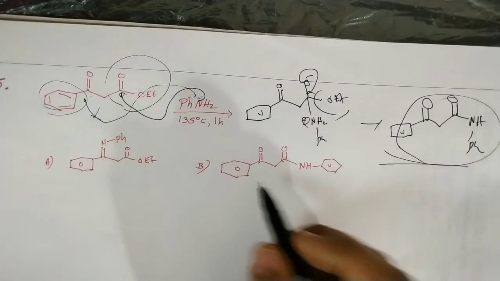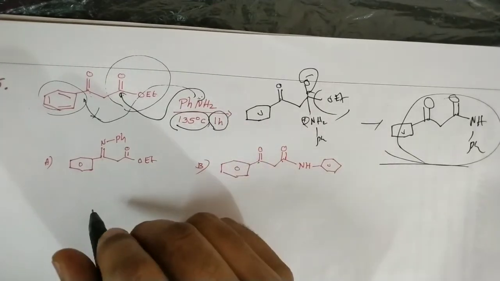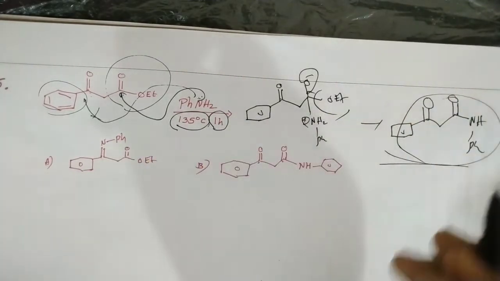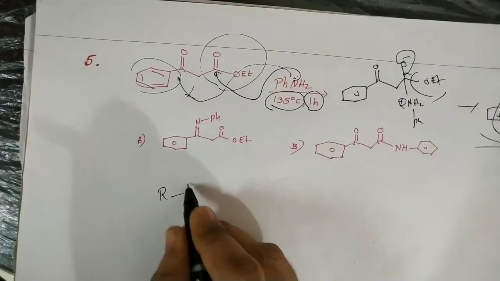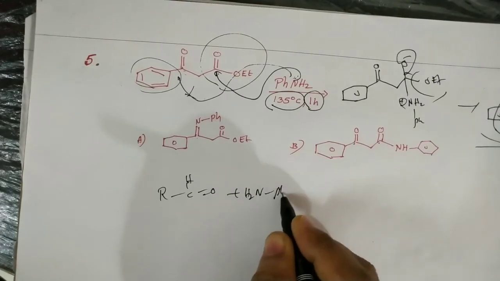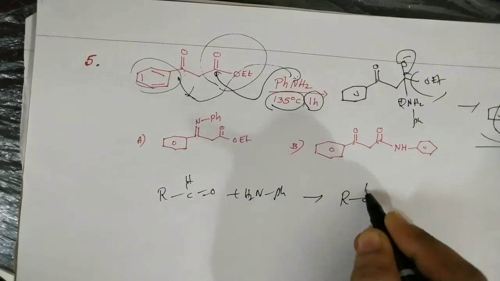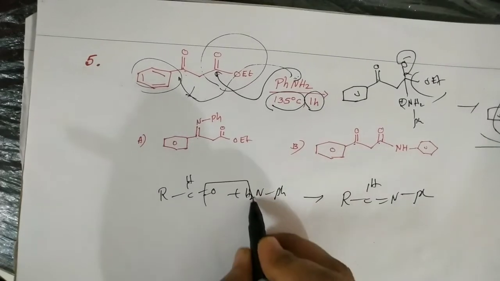For the thermally more stable product, 135 degrees centigrade and 1 hour are mentioned, which means it is slowly formed, so it is thermally more stable. So this is the product. Generally we know that carbonyl compounds on reaction with aniline give the imine, C double bond N-Ph, by the addition-elimination mechanism.